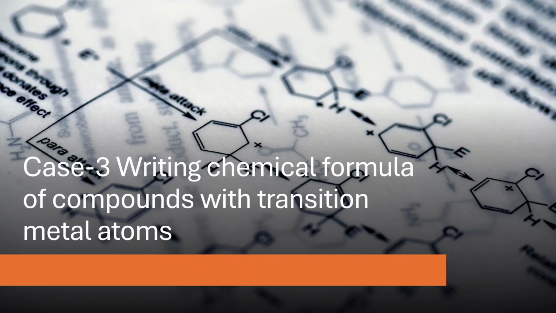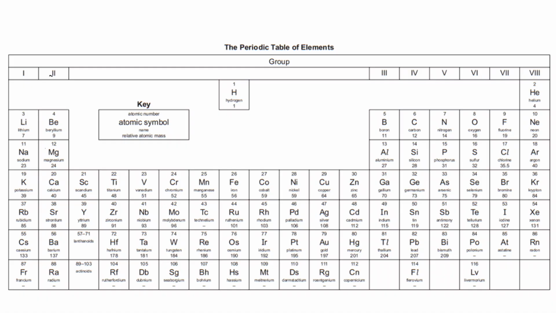So let's first see how to write chemical formula of compounds which have transition metal atoms. So where are transition metal atoms in the periodic table? Do keep in mind that this is a simplified version of the periodic table. In this version of the periodic table, we see that there is a block of elements which are sandwiched between group 2 and 3 and which have not been assigned a specific group number. These are the transition metals.